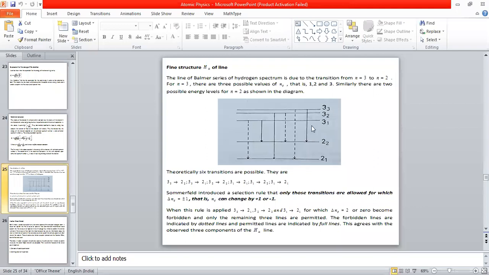Now there are only 2 orbits according to Bohr's theory. n is equal to 2 is the lower orbit, n is equal to 3 is the upper orbit. But according to the Sommerfeld model, n is equal to 2 is not a single orbit, there are 2 suborbits, 2 2 and 2 1. In the case of n is equal to 3, it is not one single energy orbit, it has 3 suborbits, 3 3, 3 2, 3 1.